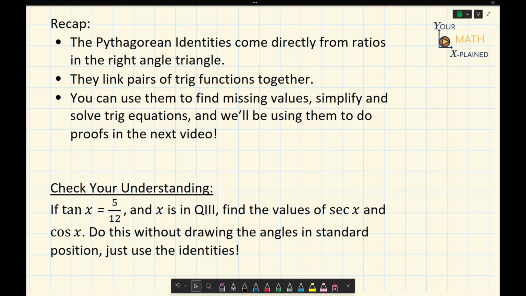And now it is your turn to give this a try. Can you find the solution to this problem on the screen here? Make sure to leave your answer in the comments below and let us know if you'd like to see more content on trig identities in the future.